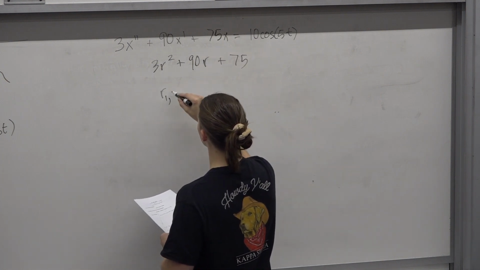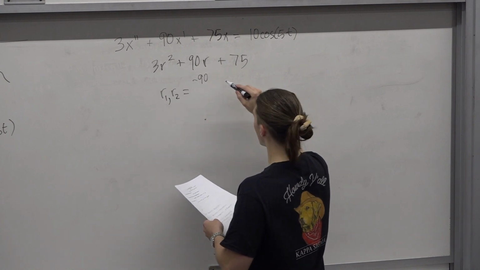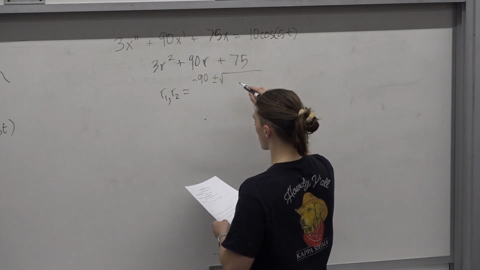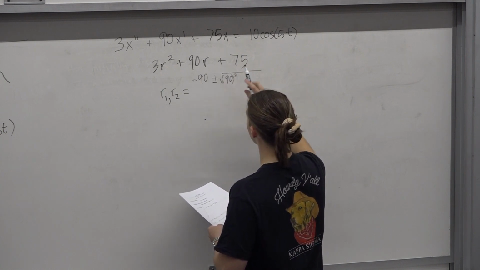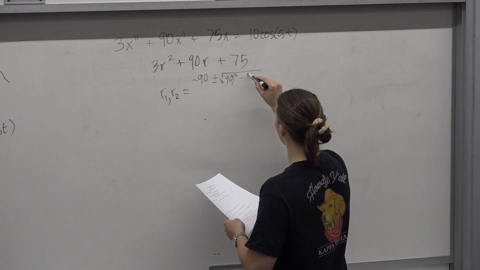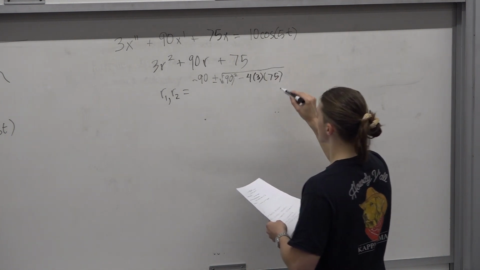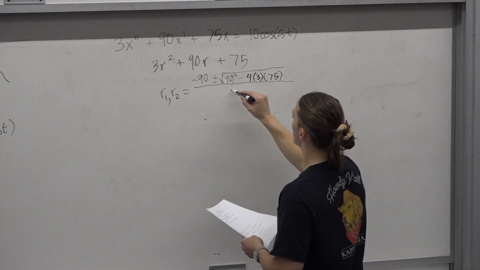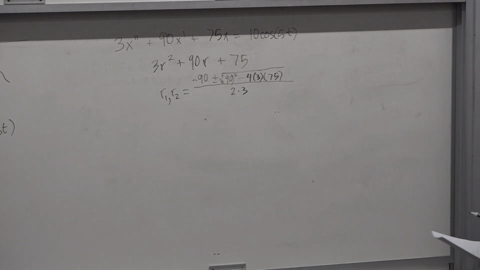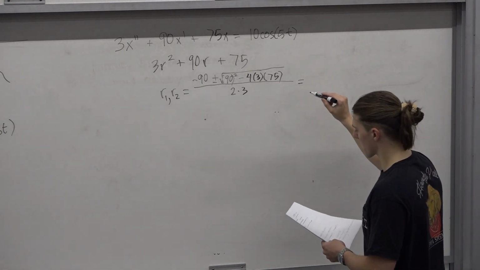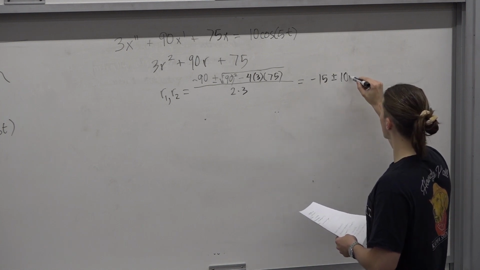So when we're plugging in our roots, we do negative 90 plus or minus the square root of 90 squared minus 4 times 3 times 75, all over 2a. This is just the quadratic formula. What this comes out to, I'm just going to tell you guys, is negative 15 plus or minus 10 square root 2.